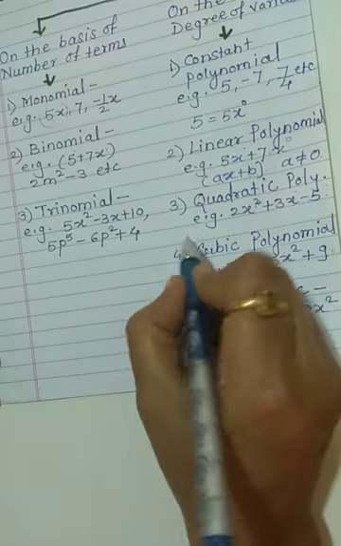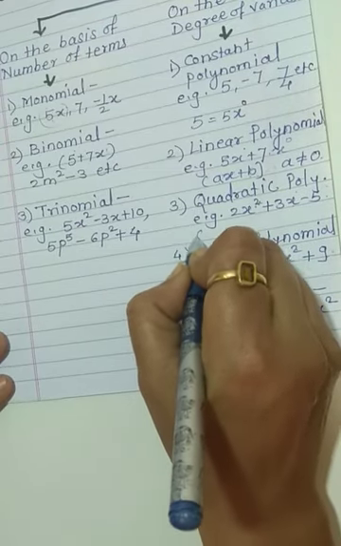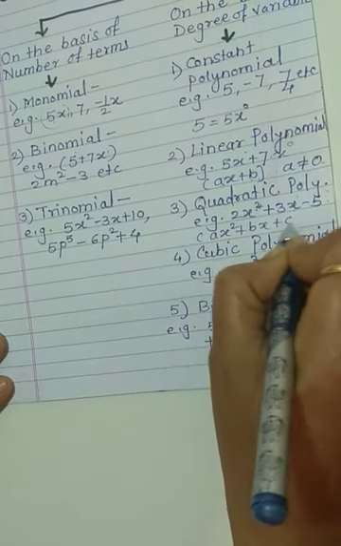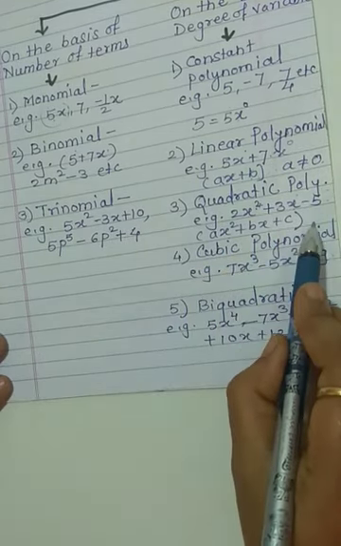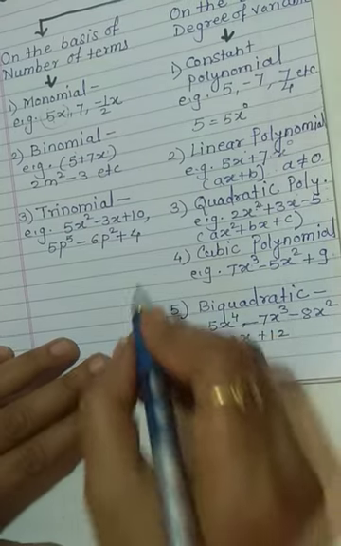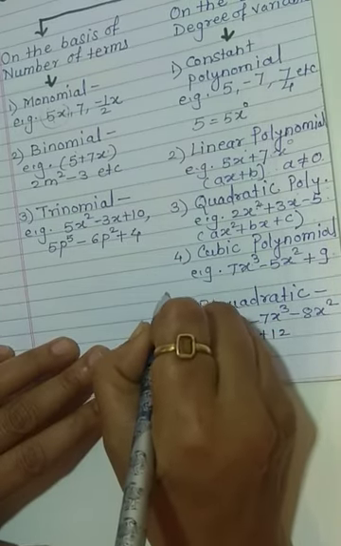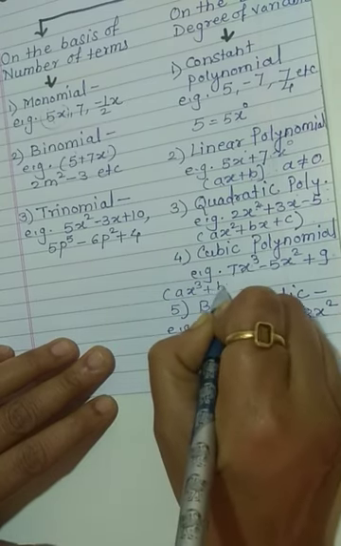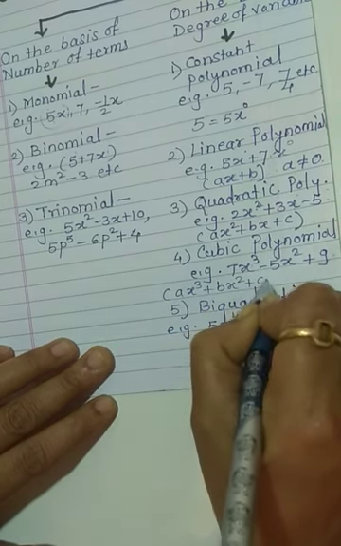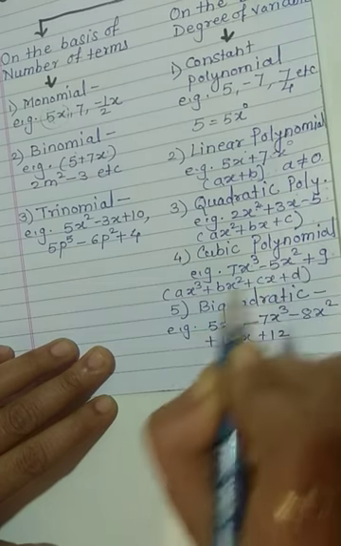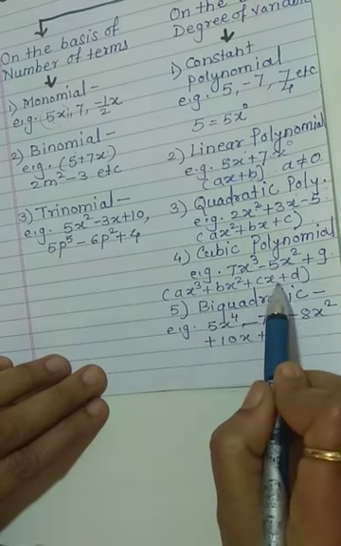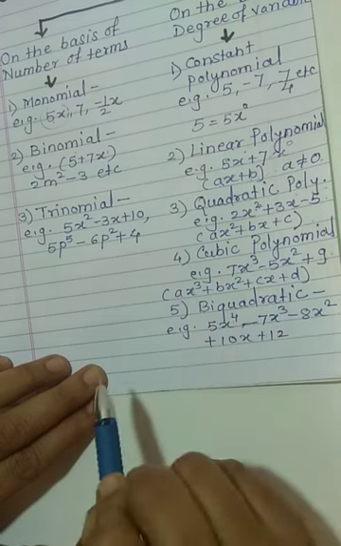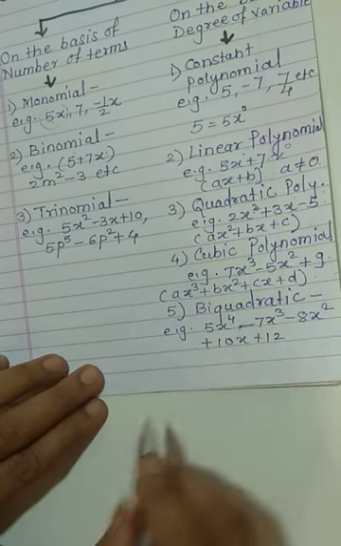Now, the quadratic polynomial we can write in the standard form as ax square plus bx plus c. Here also a is not equal to 0. Similarly, cubic polynomial we can write in the standard form as ax cube plus bx square plus cx plus d. That means it is a polynomial having 4 terms and with degree 3 here. Here also a is not equal to 0.